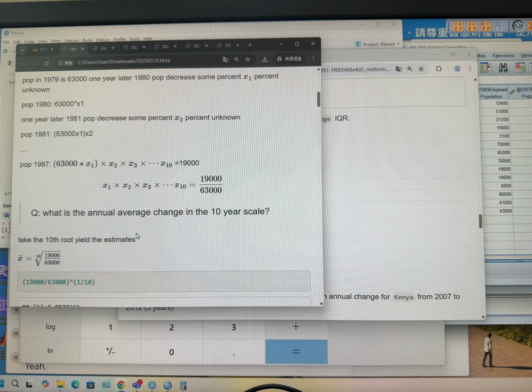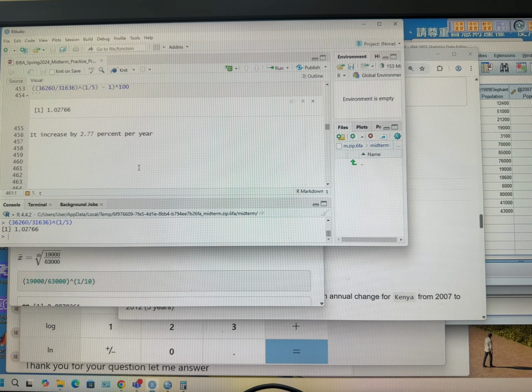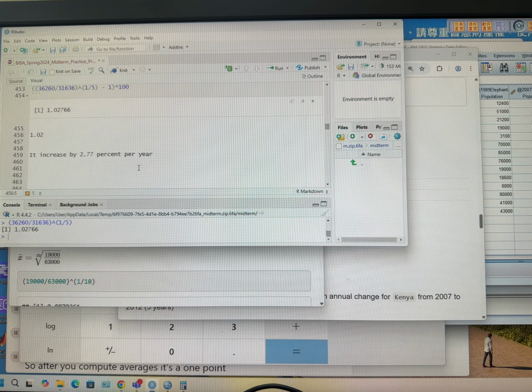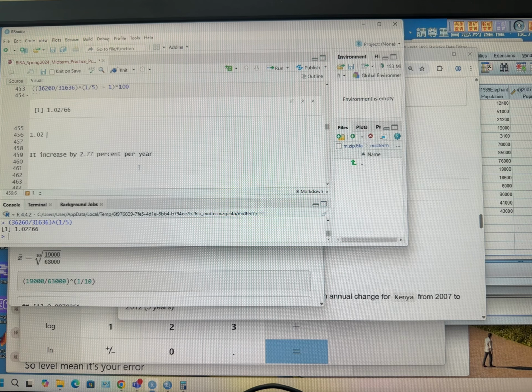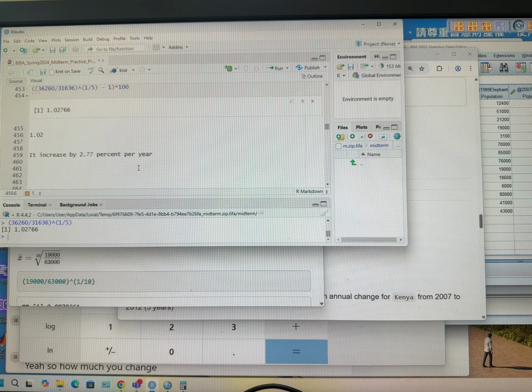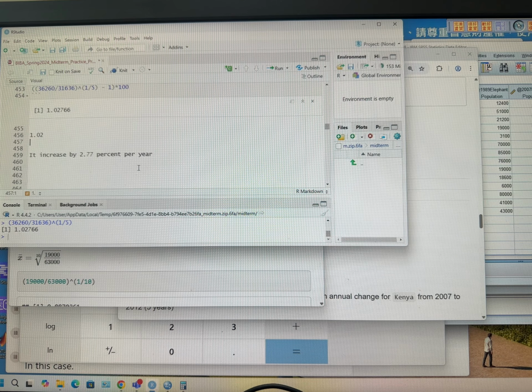Why 1/5? Oh, alright, good question. Yeah, thank you for your question. Let me answer. So after you compute the average, it's 1.02, right? So that would mean each year you multiply 1.02 to the next year's population. So how much does it change? 2%. It's a 2% change, right? In this case. Yeah. So I subtract 1 because I want to see how much percent it changes.